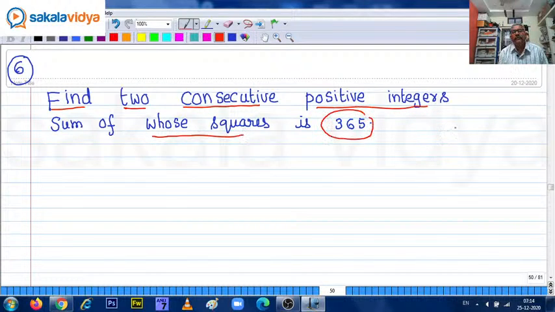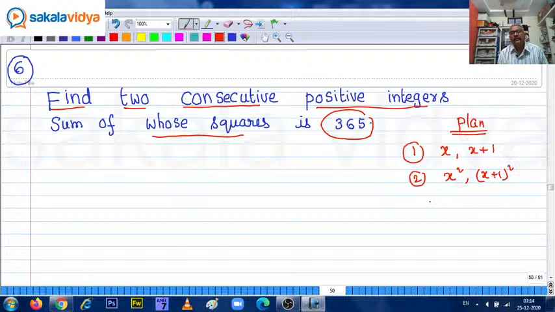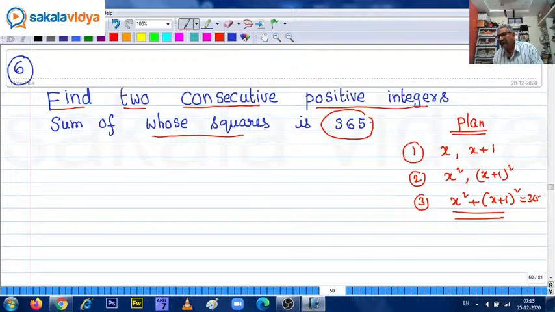That means here, the plan you need to follow is like this. Let the two consecutive positive integers be x and x plus 1, since the difference will be 1. Sum of whose squares: square them, x square and x plus 1 whole square, and add. That means x square plus x plus 1 whole square equals 365. Simplify, you will get a quadratic equation, and solve it so that you get the x value. If you add 1, you will get the other integer. Consecutive positive integers will be obtained. So this process needs to be followed.